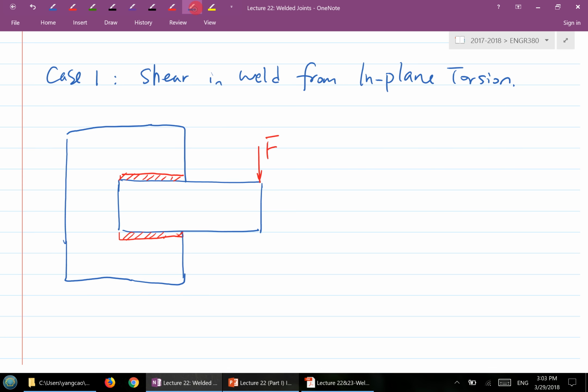Free body diagram. So let's draw this plate out. Suppose this is the center, the centroid of that weld group here. Actually, I shouldn't draw the plate. I'm going to draw the weld group here. So let's say this is the weld group right here. Here is the center of the weld group, the centroid.